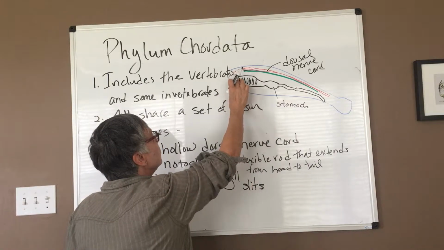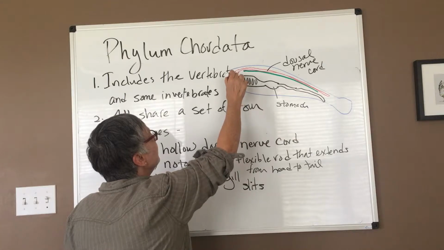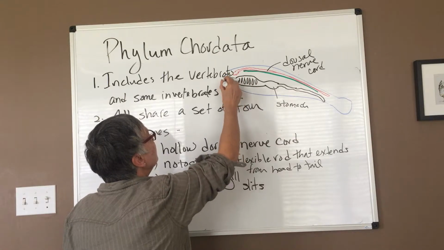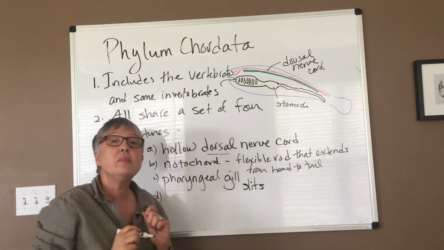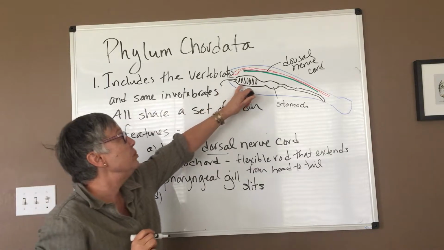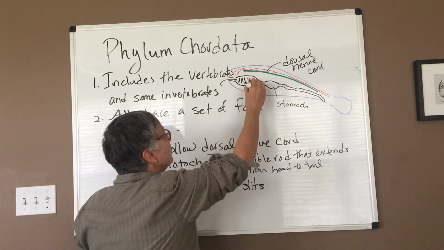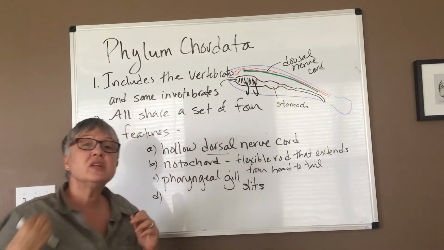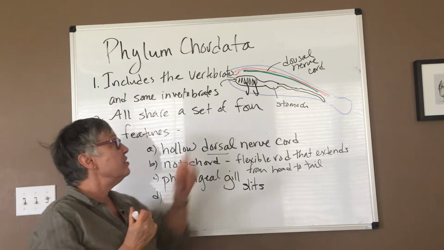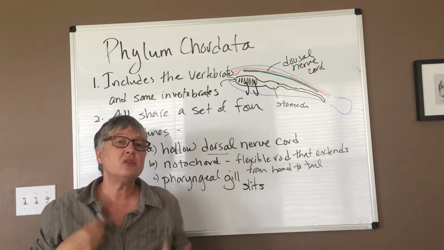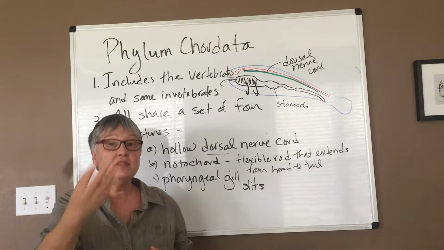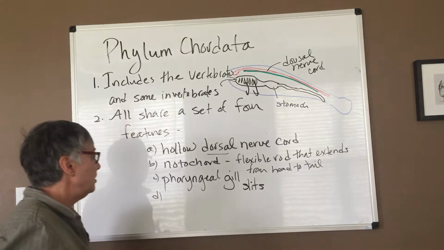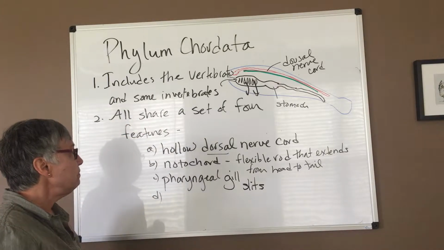Now, in more primitive organisms, water would enter through the mouth and then be pushed out through the gill slits, and the gills would be responsible for extracting oxygen and giving off CO2 into the environment.